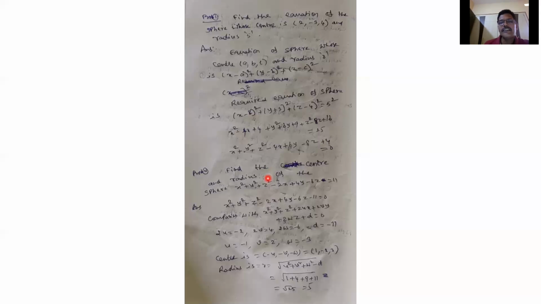Find the center and the radius of the sphere x² + y² + z² − 2x + 4y − 6z = 11. So this can be written as x² + y² + z² − 2x + 4y − 6z − 11 = 0.